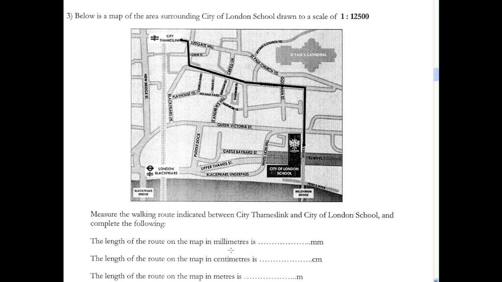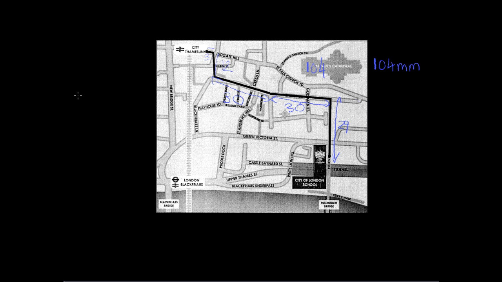Going back to the question now, we've answered the first part, which is the length of the route on the map in millimeters is 104. Now the length of the route on the map in centimeters. Now to answer this question, you have to understand the relationship between millimeters, centimeters, and meters. In 1 meter, there is 100 centimeters and 1000 millimeters.